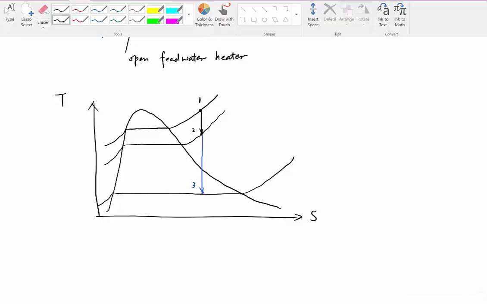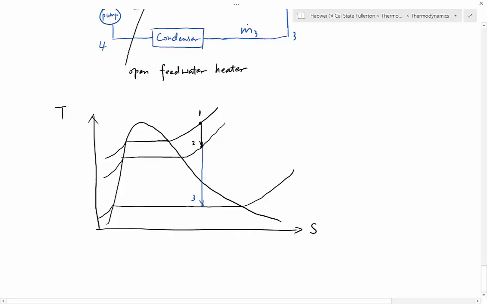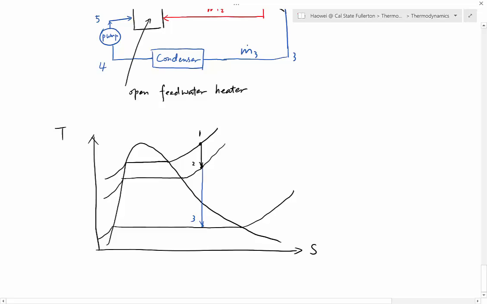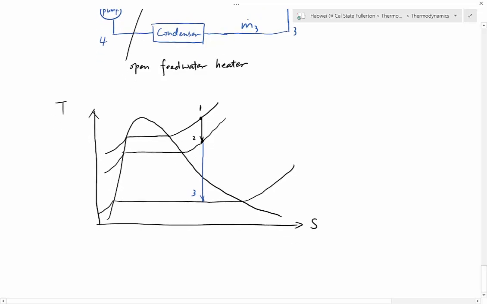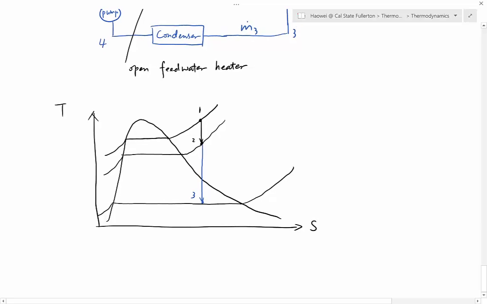Okay, now let's sketch 3 to 4. 3 to 4 is the condenser. That's where you lose heat. So if you lose heat, you also lose entropy. So the x coordinate becomes smaller. You have to go to the left. 3 to 4, go to the left. And you always cool down to the F point. So 3 to 4 to the left.